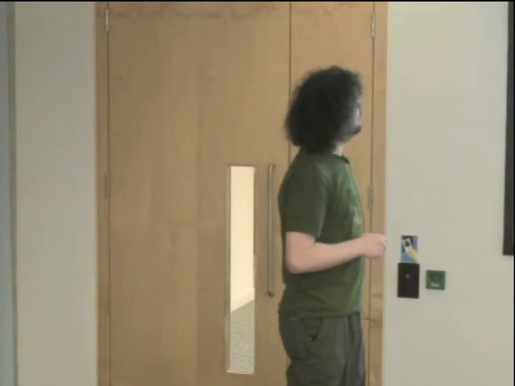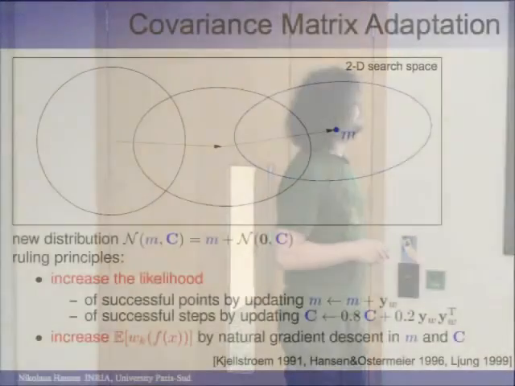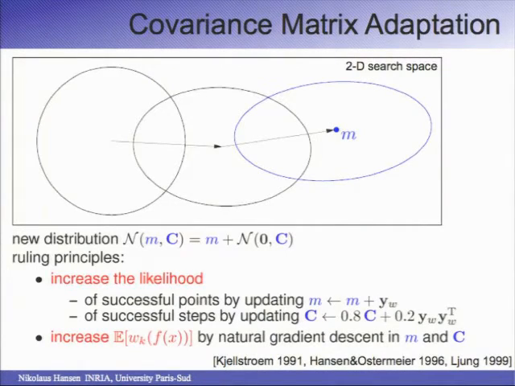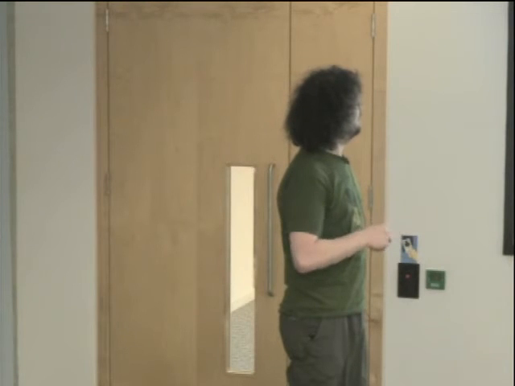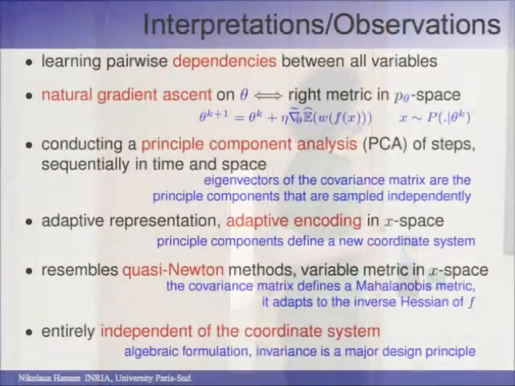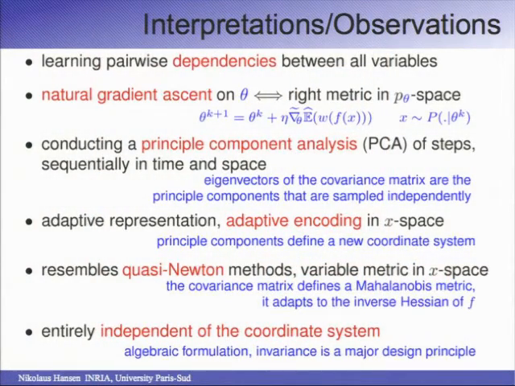Another way to look at it is we conduct a principal component analysis of the steps. So we have here taken 3 steps, this one and this one. If we do a principal component analysis with these steps, then we end up with something like this, which leads us to a new coordinate system actually. So the eigenvectors of the covariance matrix are the principal components where the sampling is independent, and this is a new coordinate system. So we sample in a new coordinate system independently, which is adaptively learned by a PCA, and just like that we can view it as an adaptive representation or an adaptive encoding of the search space. The principal components define a new coordinate system.